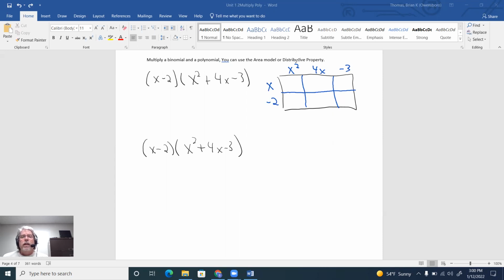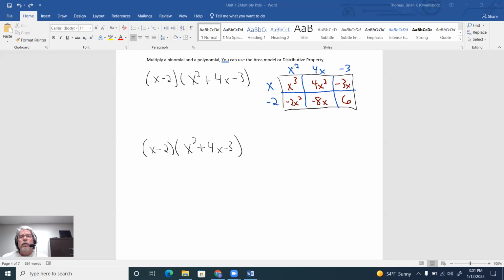Now to find the area of this, we just multiply each individual box. X times x squared would be x to the 3rd actually. X times 4x would be 4x squared. X times -3 would be -3x. Now we do this box. -2 times x squared would give me my -2x squared. -2 times 4x would be -8x. And -2 times -3 would be a +6.